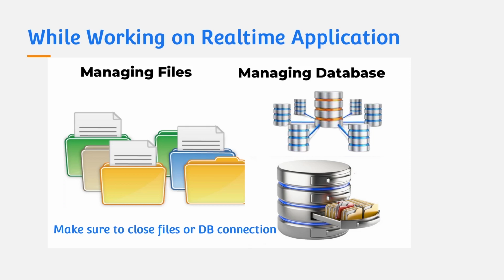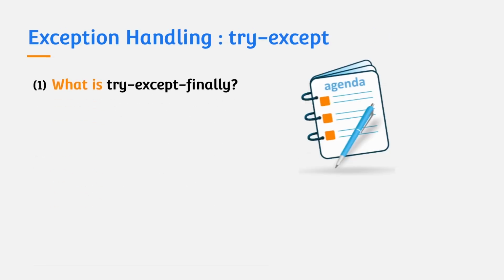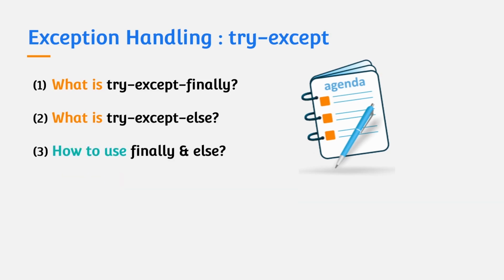So how can we achieve this? Python provides a mechanism to achieve this objective using the try except and finally block. We will practically see how we can achieve this using try except finally. Also we will learn what try except else is and how to use the finally as well as the else statement. In the last video we have already seen how to use try and except using 2-3 practical examples. If you have not seen that video, first you may see that video and then jump to this video.